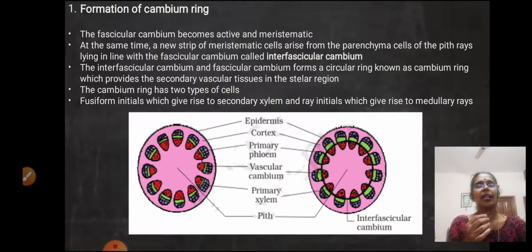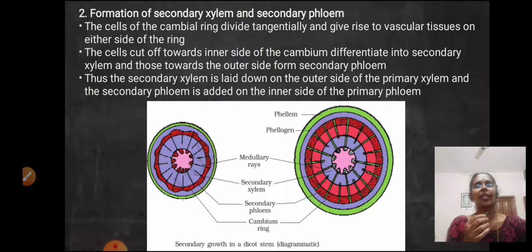This circular ring of cambium gives off the secondary vascular tissues in the stellar region. It cuts off two types of cells, the fusiform initials, which give rise to the secondary xylem, and the ray initials, which give rise to the medullary rays.